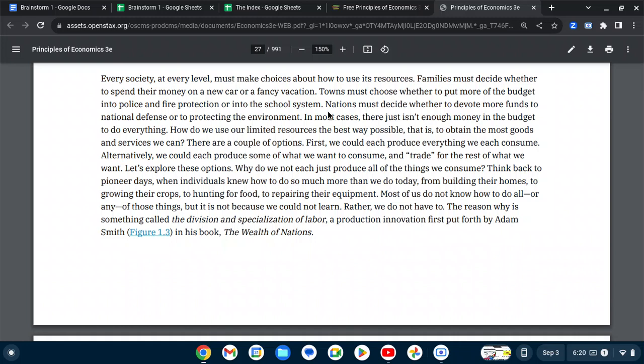Think back to pioneer days when individuals knew how to do so much more than we do today, from building their homes to growing their crops to hunting their food to repairing their equipment. Most of us do not know how to do all or any of these things, but it is not because we could not learn. Rather, we do not have to. The reason why is something called the division and specialization of labor, a production innovation first put forth by Adam Smith in his book, The Wealth of Nations.